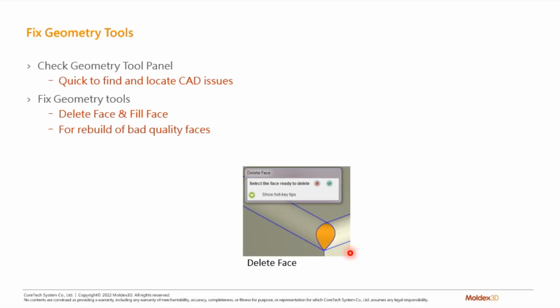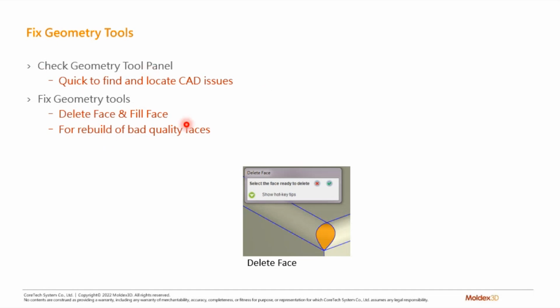Initially, I'm going to touch upon some surfacing tools that are available. When you talk about surfacing tools, what I really mean is, for example, you have tools that help fix your geometry itself. This is prior to any meshing that you do. When you bring in a geometry, there is already a panel available that allows you to quickly find and locate those CAD issues.